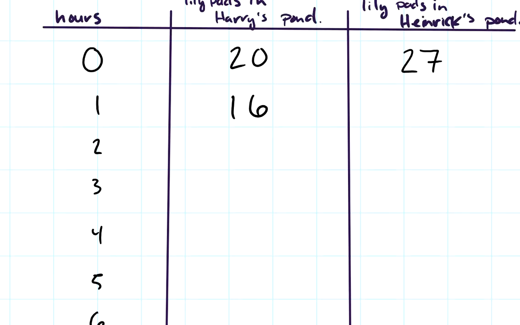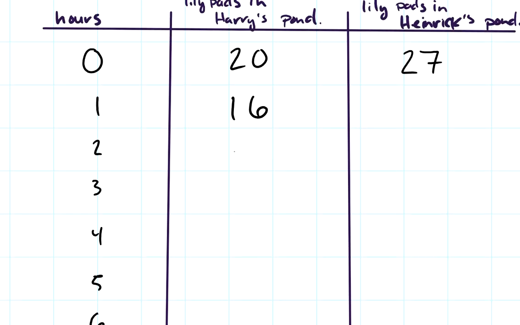So Harry would go down to 16 and then take away 4 from that, he'd be at 12. Take away 4, he'd be at 8. Take away 4, he'd be at 4. And at the end of 5 hours, he would have no lily pads left.